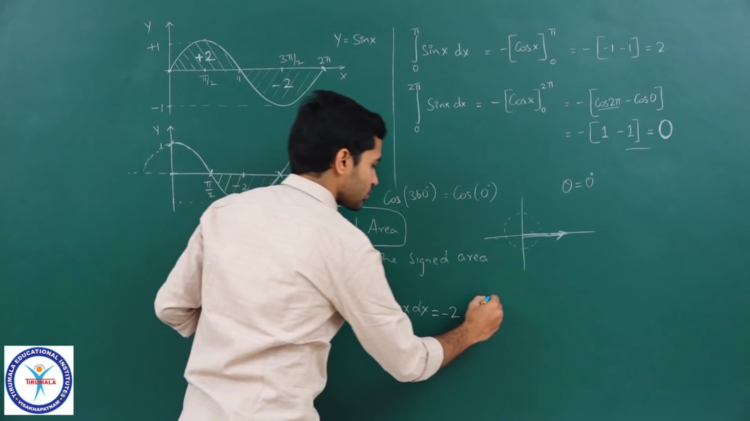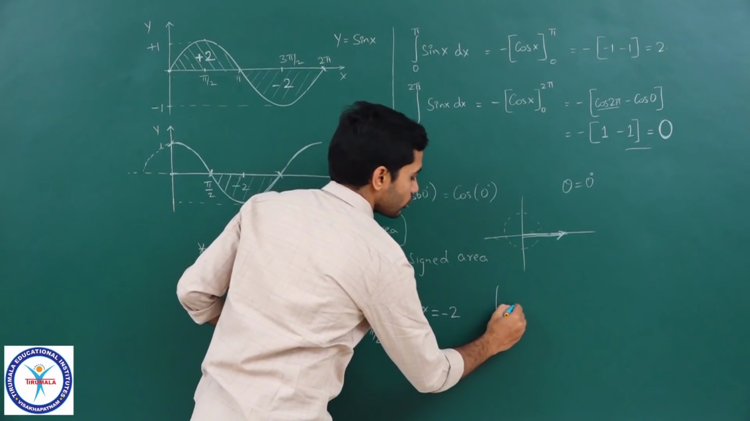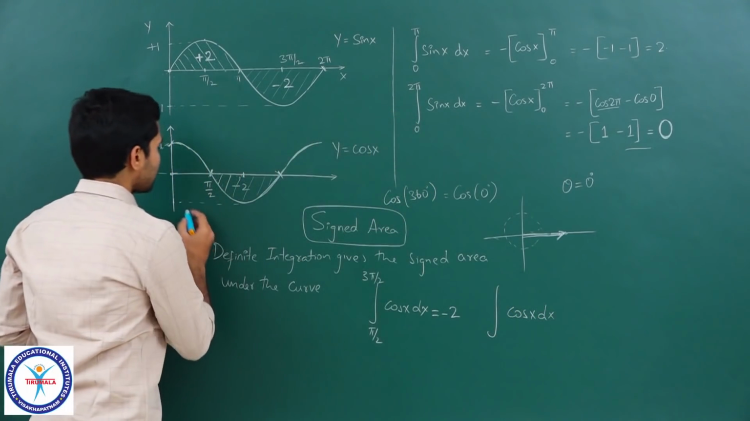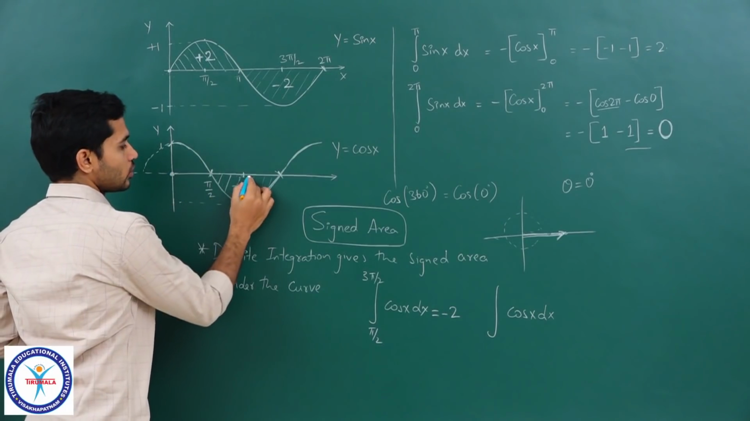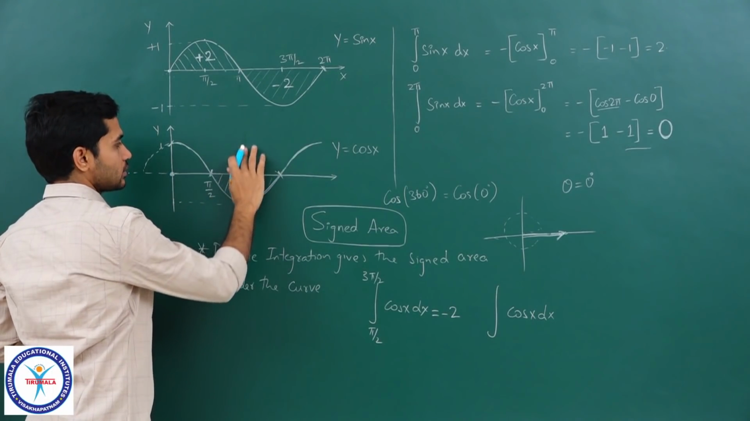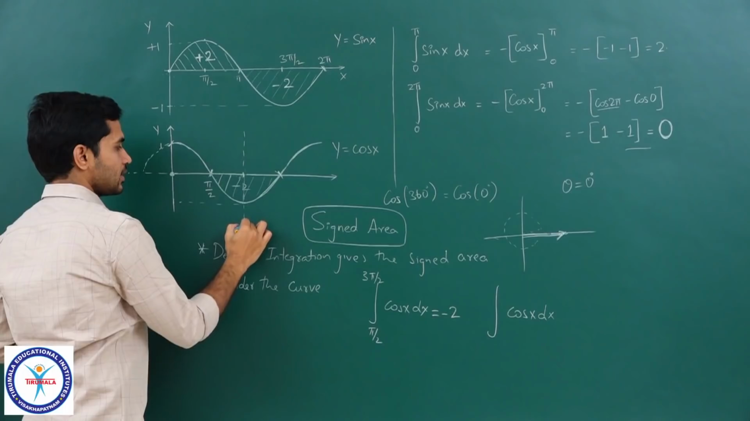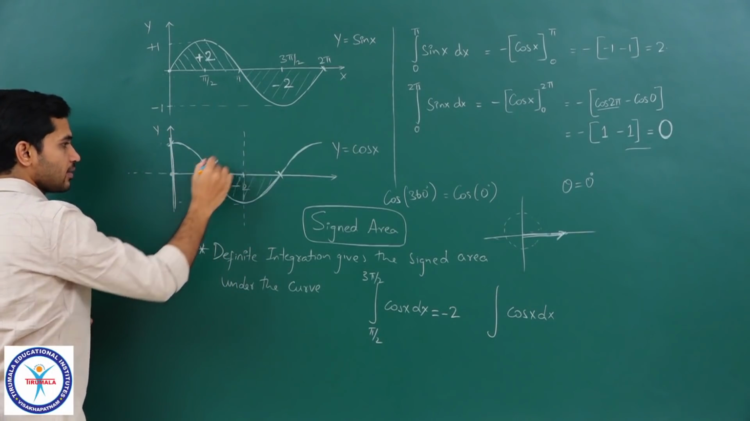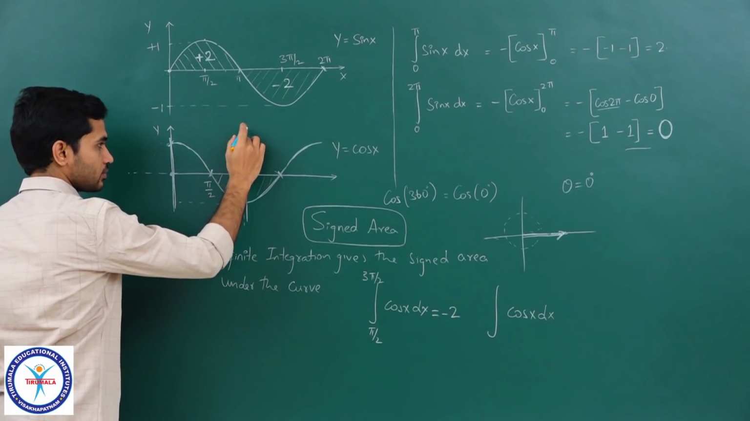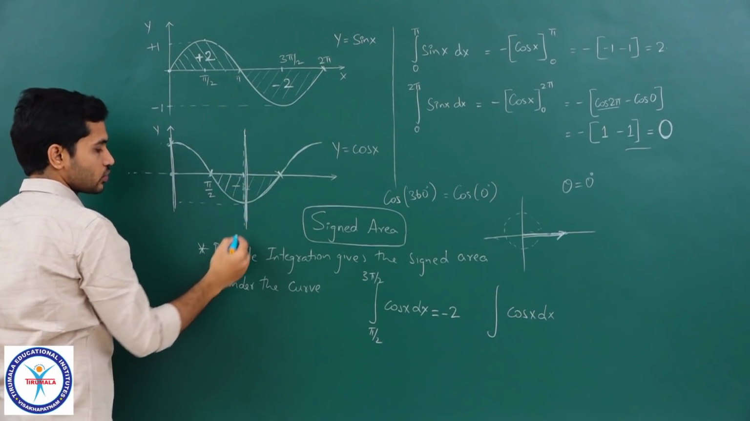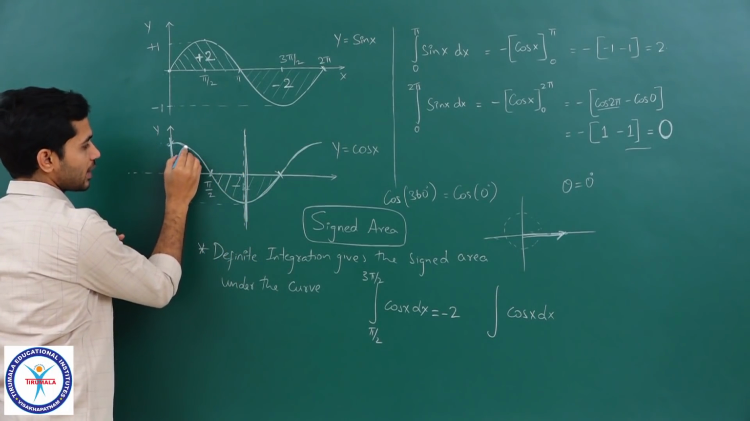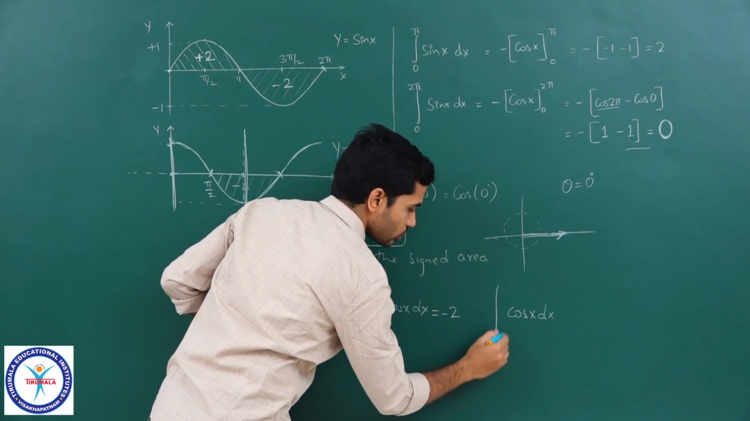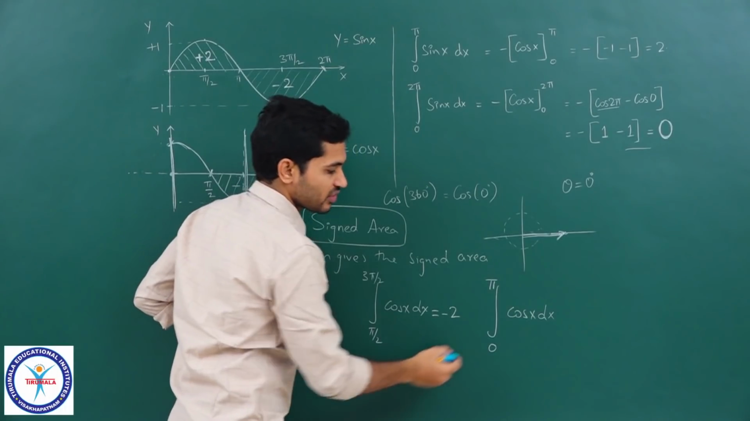Or if they ask you something like this, what is the integral of cos x dx from, let us say, 0 to pi. So this is pi, right, 180 degrees. Which means I am asking you to find the area between this line and this line. So between these two lines, what is the area enclosed by the cos x curve? So that is what we are finding out, from 0 to pi. So what will be the answer for this?